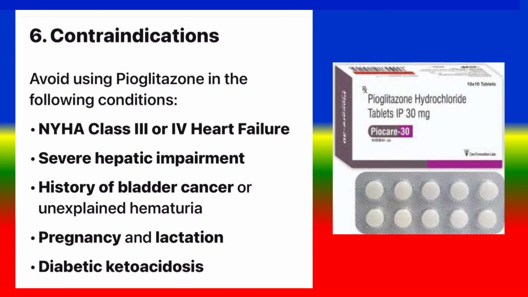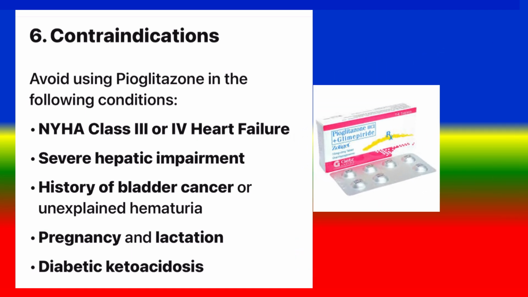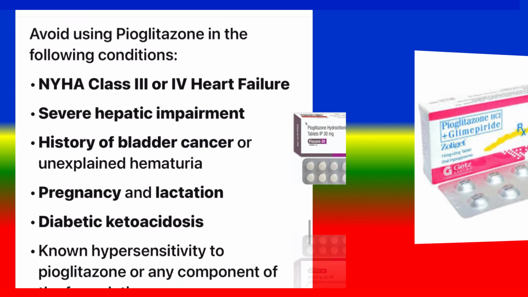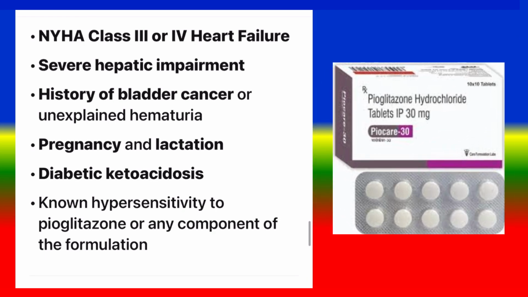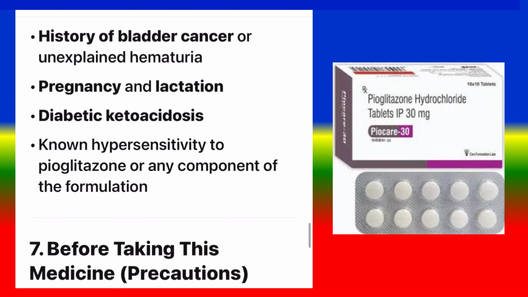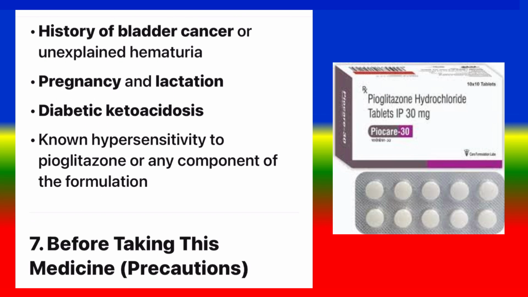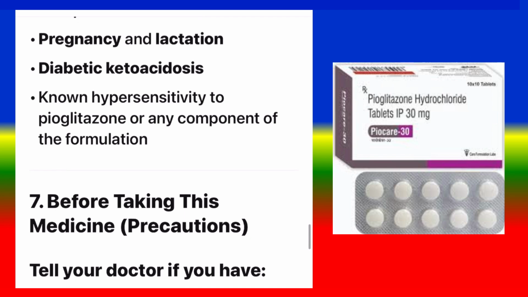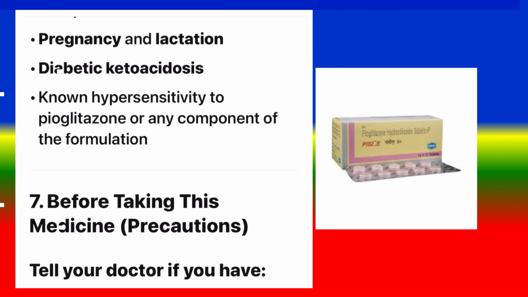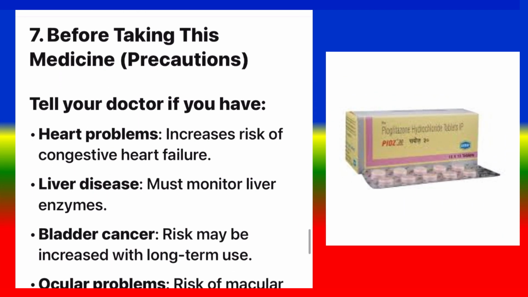Number 6. Contraindications. Avoid using pioglitazone in the following conditions: NYHA class 3 or 4 heart failure, severe hepatic impairment, history of bladder cancer or unexplained hematuria, pregnancy and lactation, diabetic ketoacidosis, known hypersensitivity to pioglitazone or any component of the formulation.